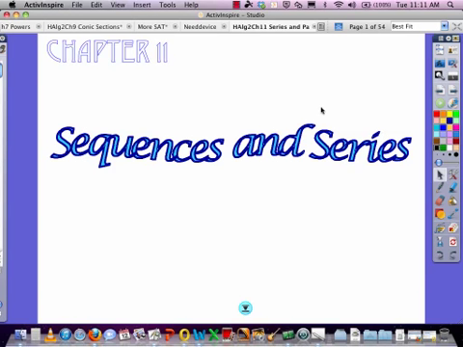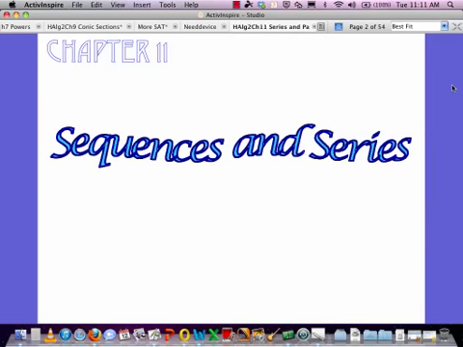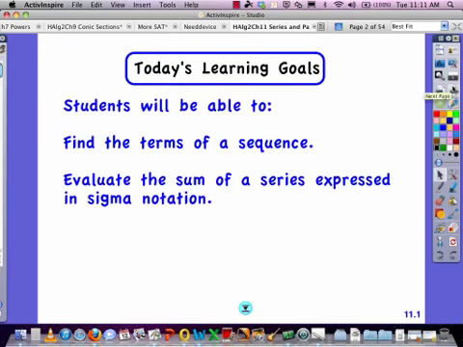Okay, we are about ready to start a new chapter, chapter 11, on sequences and patterns. This first section is on sequences and series. So let's look and see what our learning goal is today. We want to be able to find the different terms of a sequence in any way possible, and then also evaluate the sum of a series expressed in sigma notation.